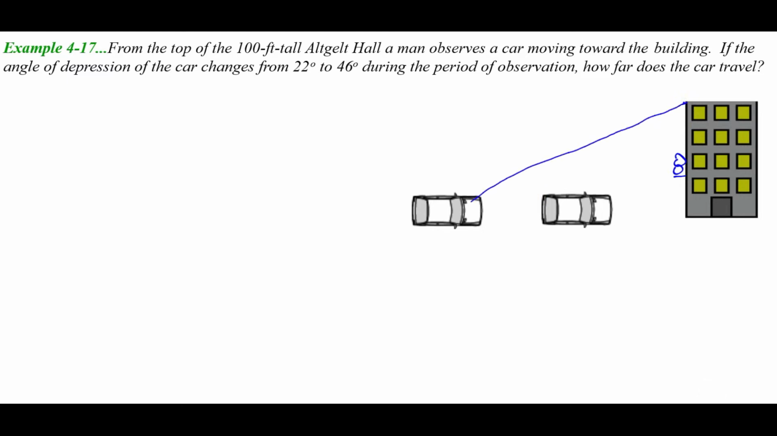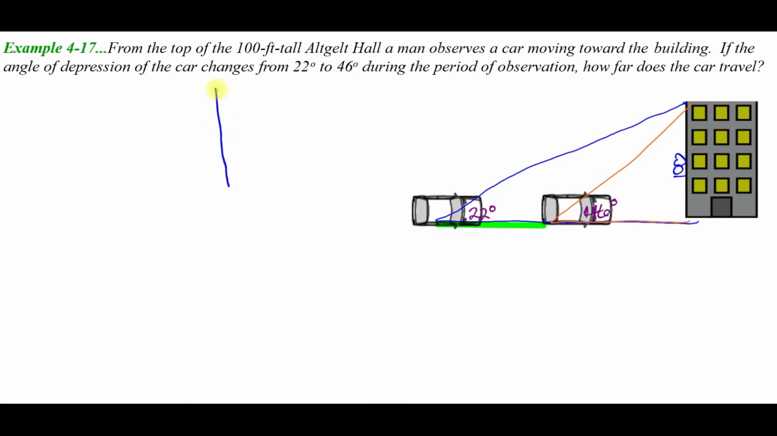So if I think about this, I'm really creating a triangle here, and then a second triangle here. So the angle of depression changes from 22 degrees. So this angle is 22 degrees, and then this angle is the 46 degrees. We want to know how far the car travels during that process. So we really are looking for this value right here. At this point, we don't have a direct way to find that value. So what we're going to do is look at the two triangles and find the difference between them.